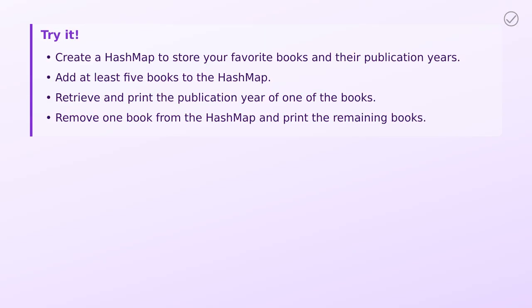You'll see a few items listed here. First, create a hash map to store your favorite books and their publication years. Next, add at least 5 books to the hash map. Also, retrieve and print the publication year of one of the books. Take a moment to read the rest on screen.